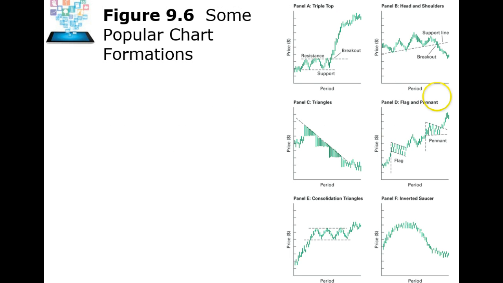They do have other things called triangles and pennants and flags and inverted saucer, consolidated triangles or head and shoulders. These are all specific patterns and charts that can mean upward or downward movement in stock prices.